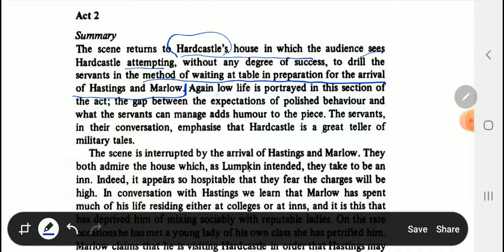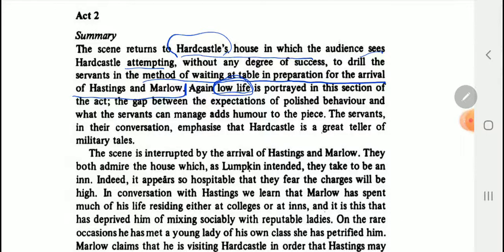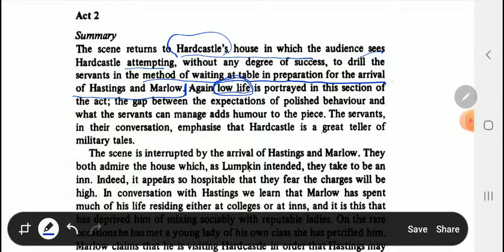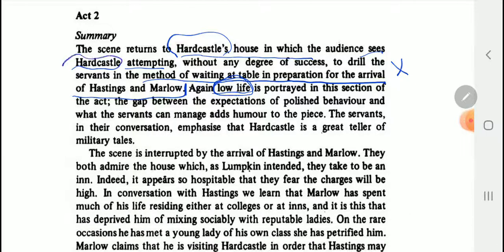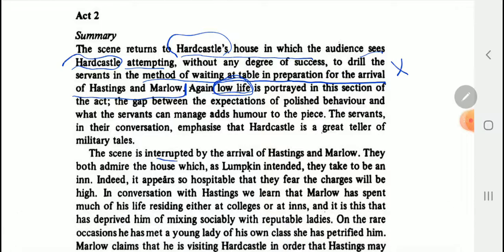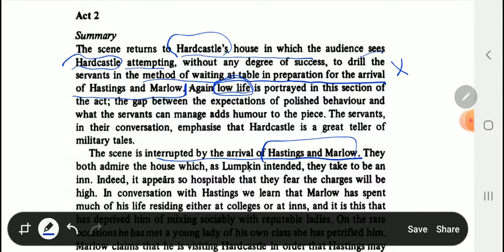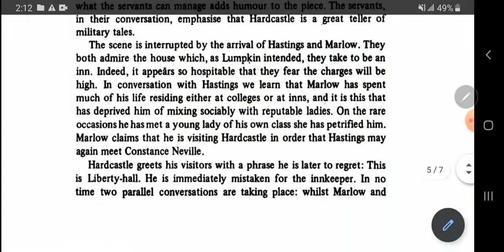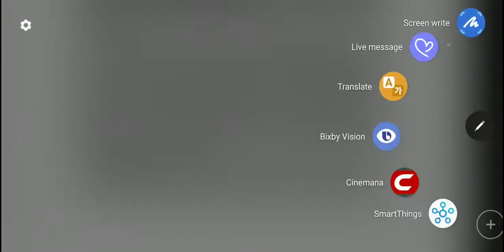So, as it says here, the low life is different from the high class. Do you see, students, the gap? The servants are acting in a truly different way, and then Mr. Hardcastle is telling them to behave in a different way. And we see here that the scene is interrupted by the arrival of Hastings and Marlowe. So both of them came to Mr. Hardcastle's house, and then they both admire the house because both of them believe that this is truly an inn, not a house.